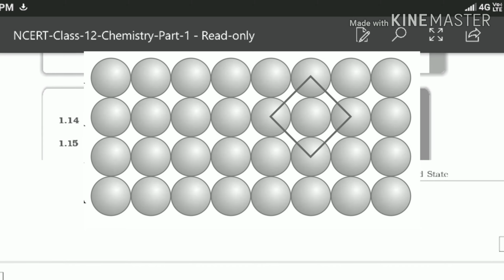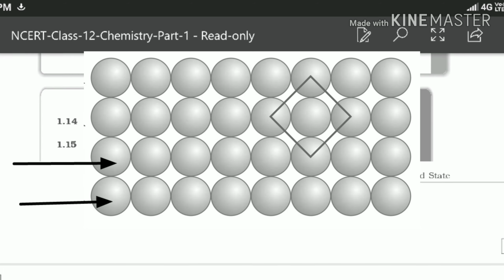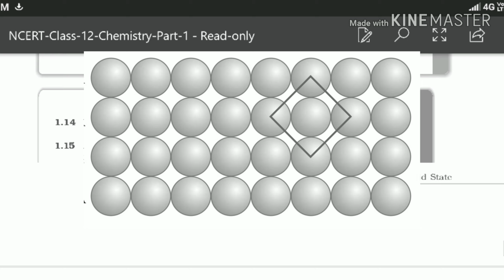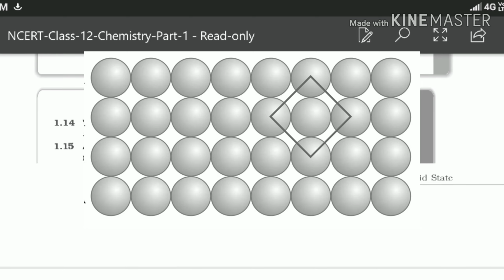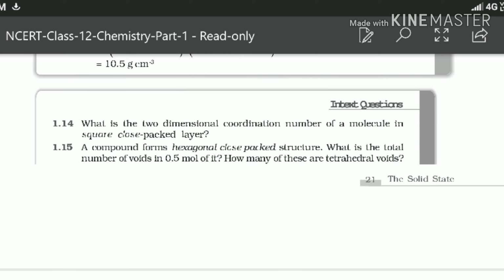is 4. The square close packed layer is formed by putting one-dimensional lines on each other and so on. It is just a simple structure as shown in this figure. One more thing, here spheres represent atoms, molecules, or collectively we can say the constituent particles. I hope the answer is clear. The answer is 4 since the coordination number is 4.